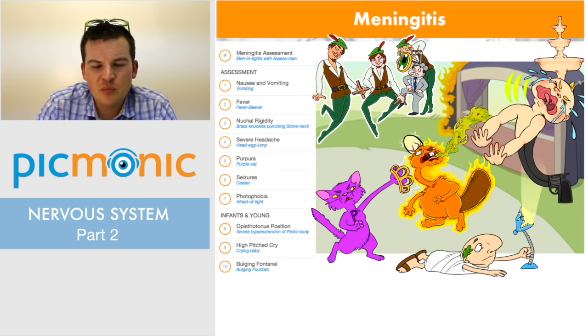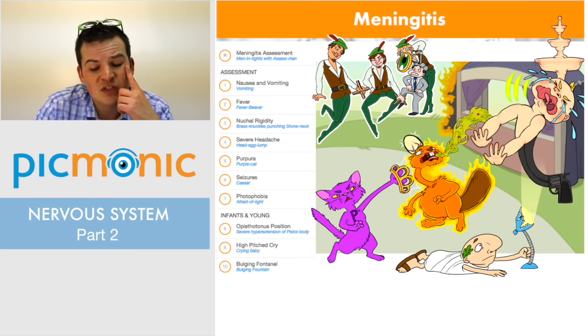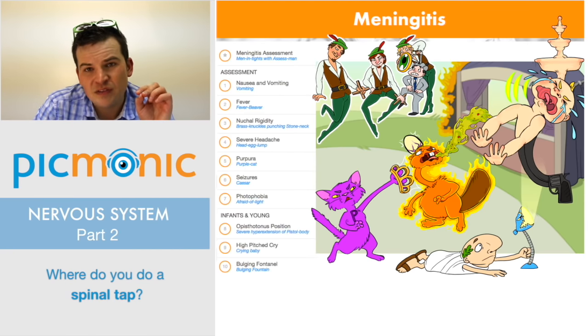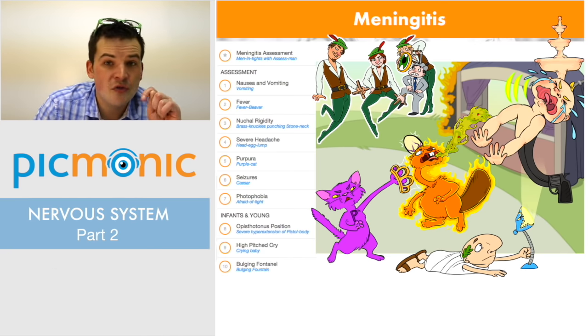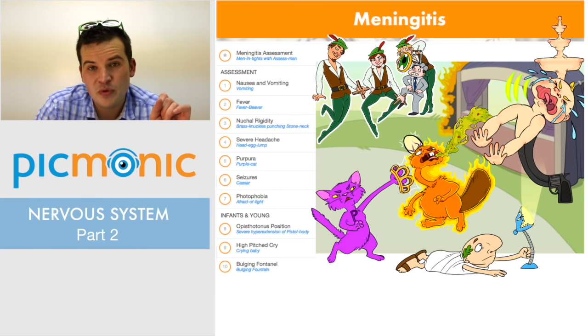So some other important things to know: doing a spinal tap. I can't believe I didn't put a slide in here on this, but I need to. I'm going to add this one in. Where do you do a spinal tap? Well, in the spine, okay, yes, fine. You do a spinal tap between L3 and L4, and we have a Picmonic on that to help you learn that as well, between L3 and L4.